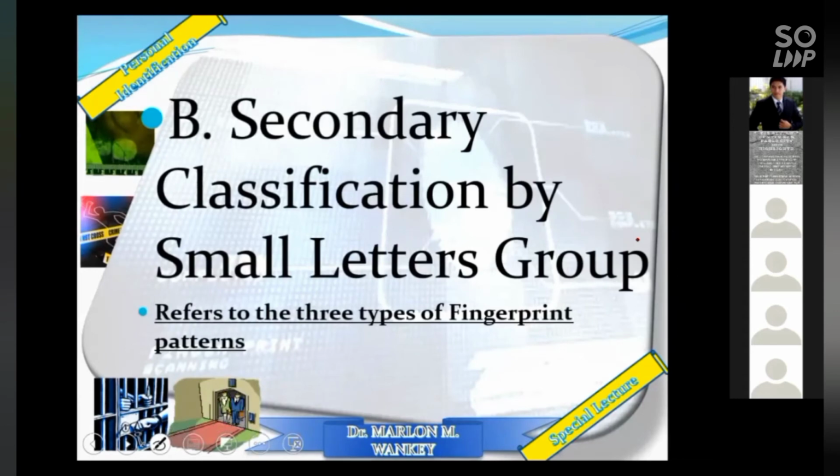Next, secondary classification by small letters naman na tayo ulit. Refers to the 3 types of fingerprint patterns. We are referring to the ATR. There are 64 combinations. Right index and left index. For the ATR combination, there are 256 combinations.